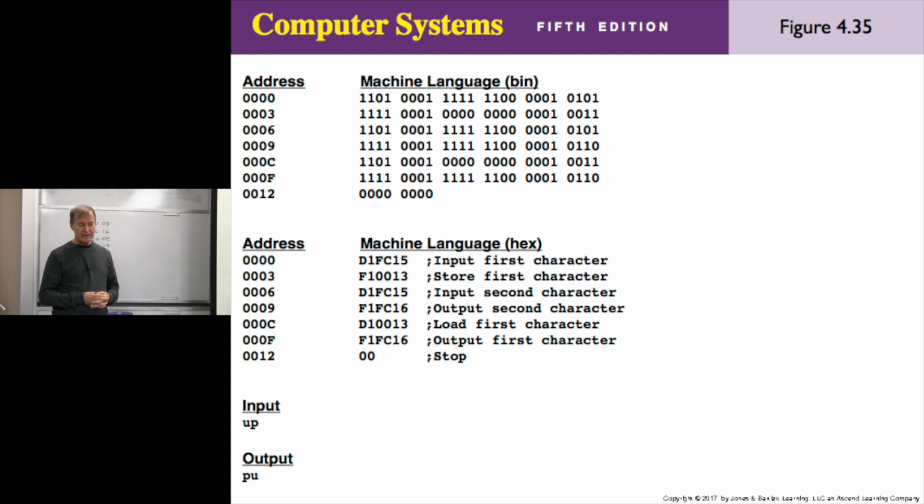Taking another character from the input device. And now we right away just do what? Output that second character, because we input it from the input device into the accumulator, and the second instruction takes it from where? From the accumulator to the what? To the output. Now does everybody see what that did?